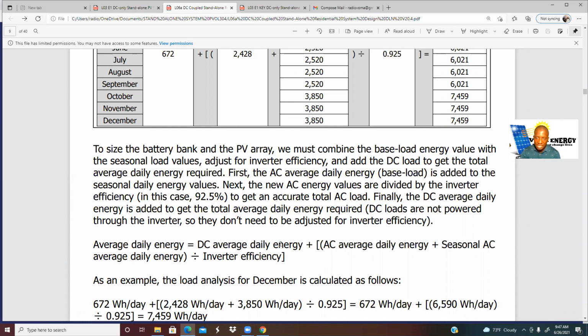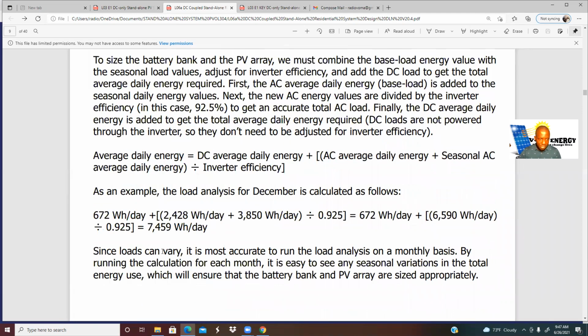First, the AC average daily energy base load is added to the seasonal daily energy values. Next, the new AC energy value is divided by the inverter efficiency, in this case 92.5%, to get an accurate total AC load. Finally, the DC average daily energy is added to get the total average daily energy required. DC loads are not powered through the inverter, so they don't need to be adjusted for inverter efficiency.